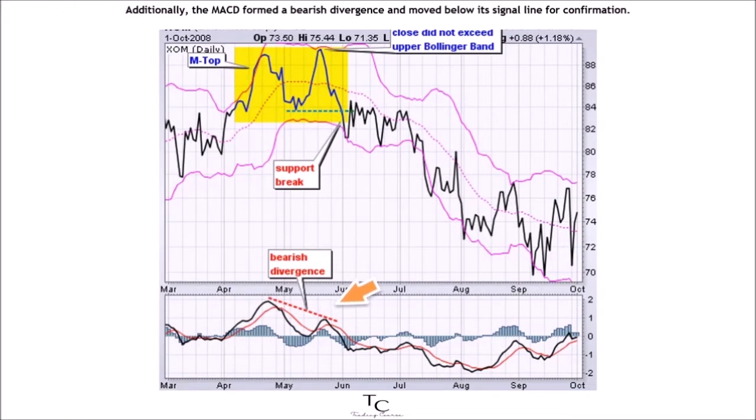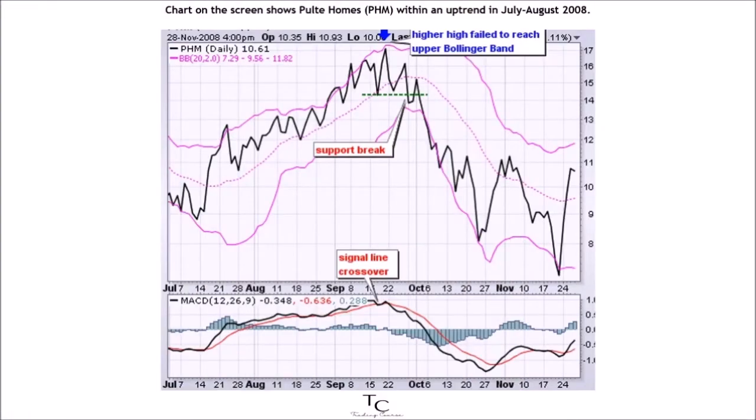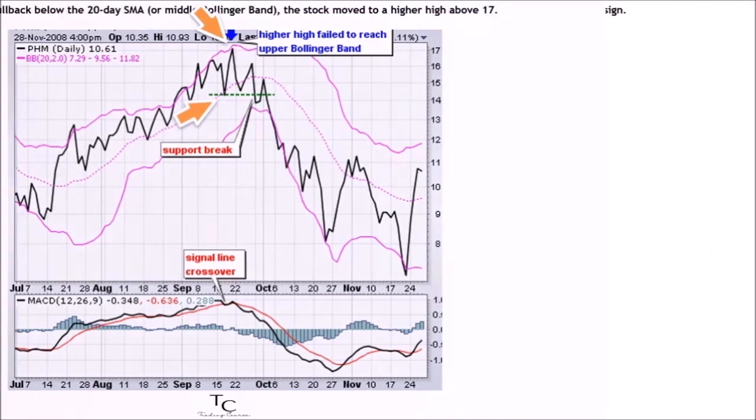Additionally, the MACD formed a bearish divergence and moved below its signal line for confirmation. Chart on the screen shows Pulte Homes within an uptrend in July-August 2008. Price exceeded the upper band in early September to affirm the uptrend. After a pullback below the 20-day SMA, or middle Bollinger Band, the stock moved to a higher high above 17.